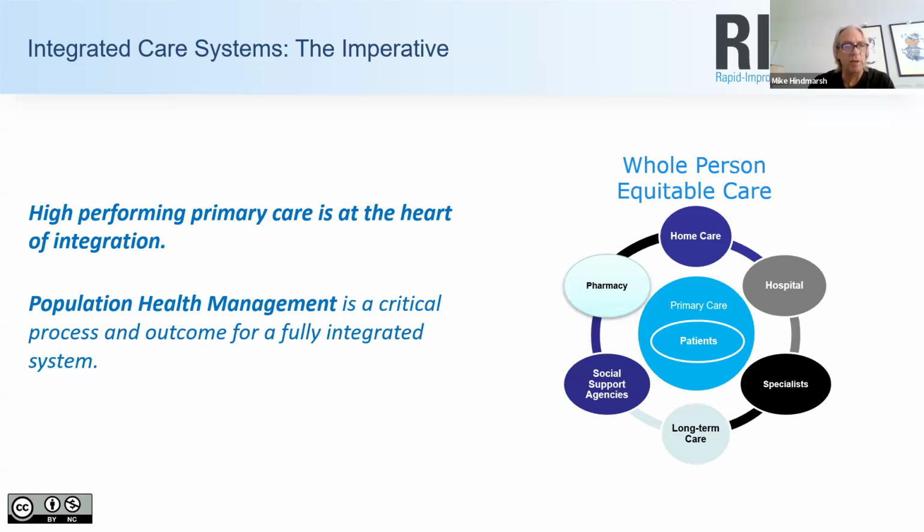And then, as you've heard before, population health management is a critical process and outcome of a fully integrated system. So when we have an integrated system, we know that the population outcomes are improving. We know that everyone in the population is receiving equitable care and no one is left behind. Let's go to the next slide.